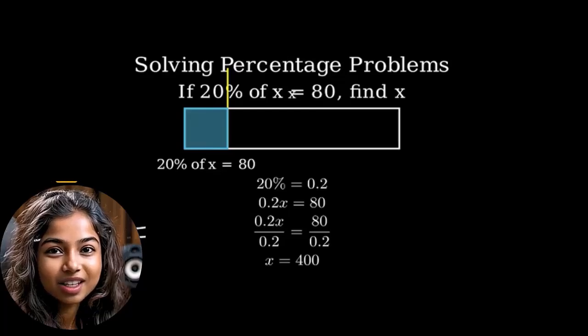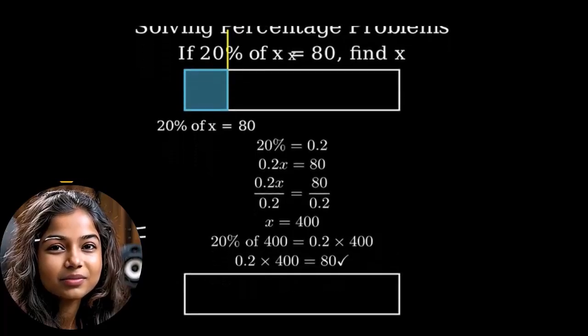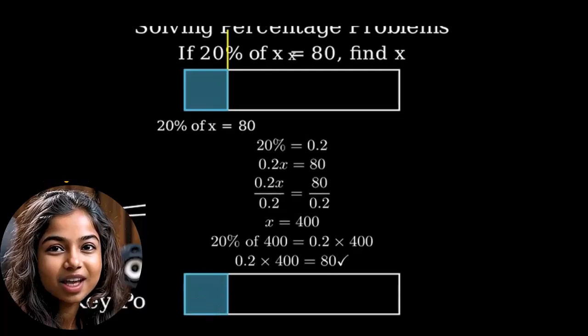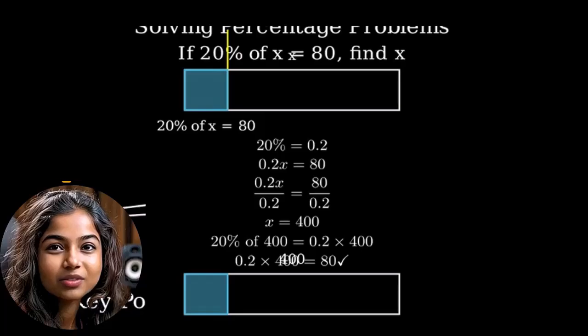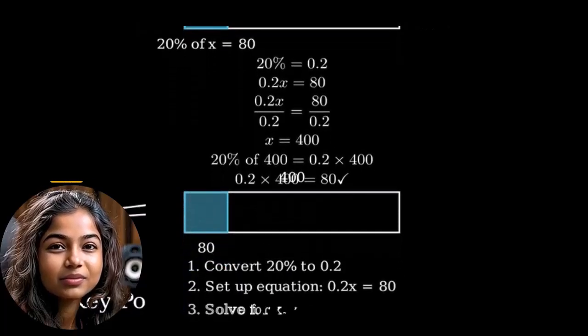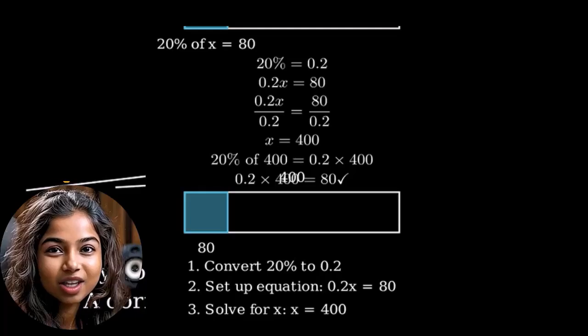Let's verify our answer. If 20% of 400 equals 80, then our solution is correct. 0.2 times 400 does equal 80, so our answer is correct. Let's visualize our solution. If this rectangle represents 400, then 20% of it, or 80, is this portion here. We can see that 80 is 1/5 of 400, which matches our 20% proportion. In conclusion, when 20% of x equals 80, x must equal 400. We solve this by converting the percentage to a decimal, setting up an equation, and solving for x.